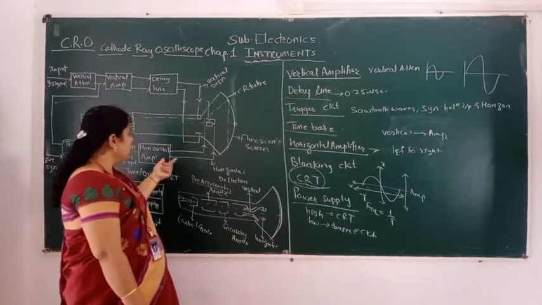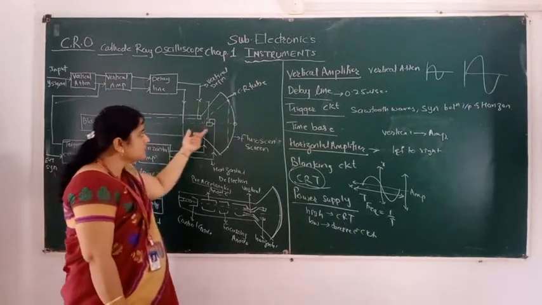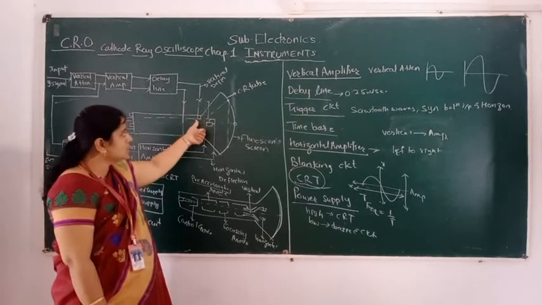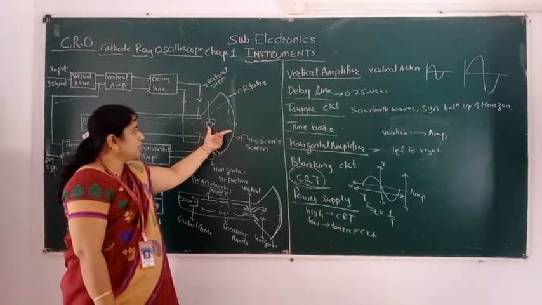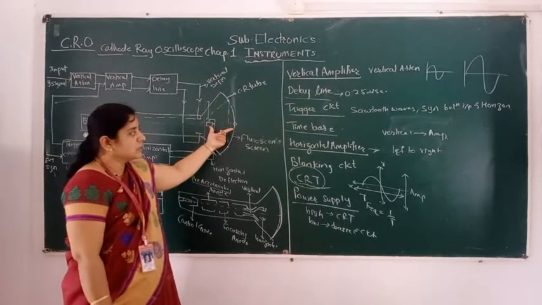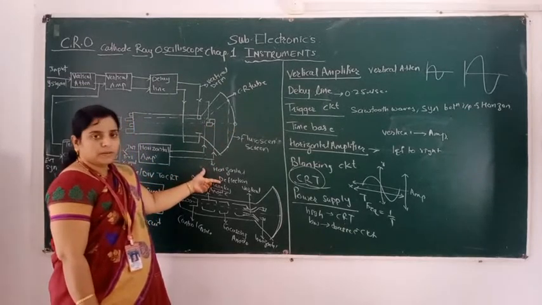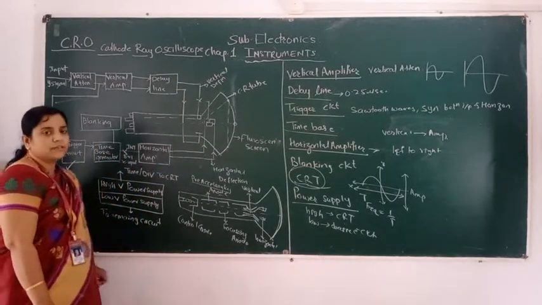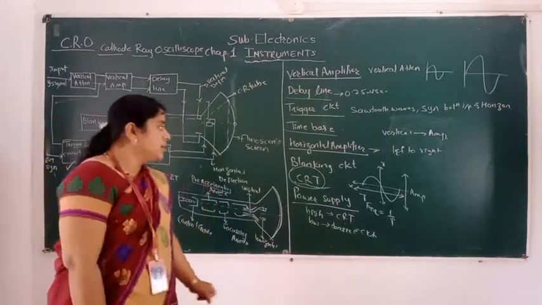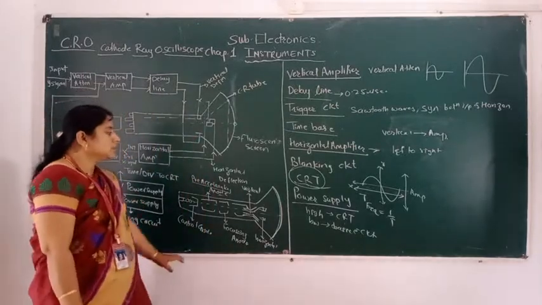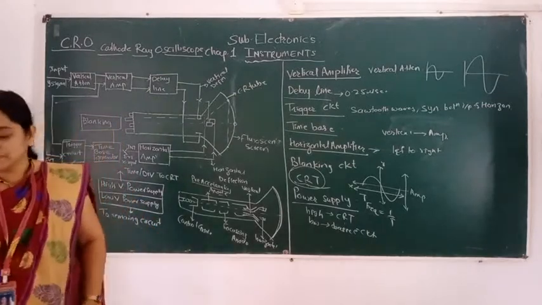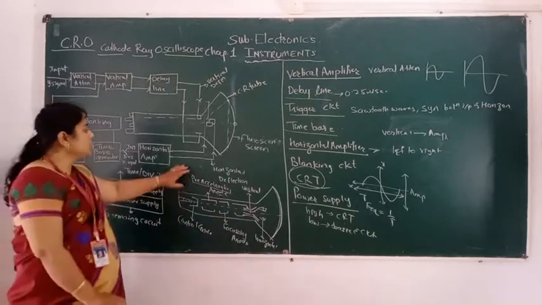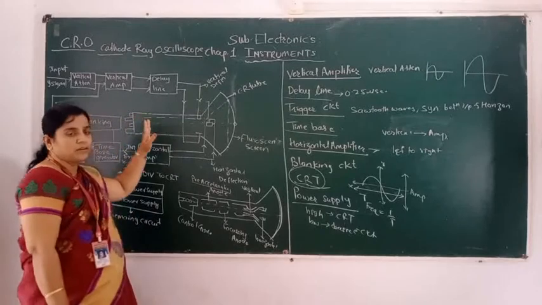So it is applied to the horizontal deflection plate, it deflects the signal in the left and right direction, not the up and down direction. Up and down direction is vertical deflection and left and right direction is horizontal deflection. Okay, so low power is given to all the electronic circuits that require low power, but high power supply is given to the CRT circuit. Okay, so this finishes the explanation of your cathode ray oscilloscope.